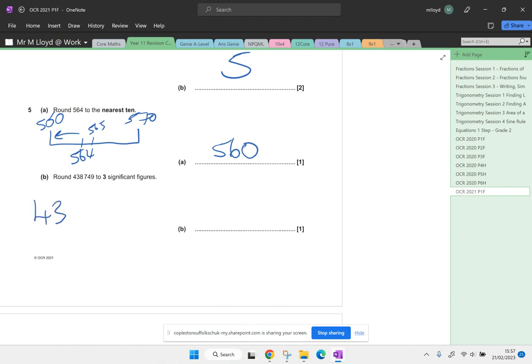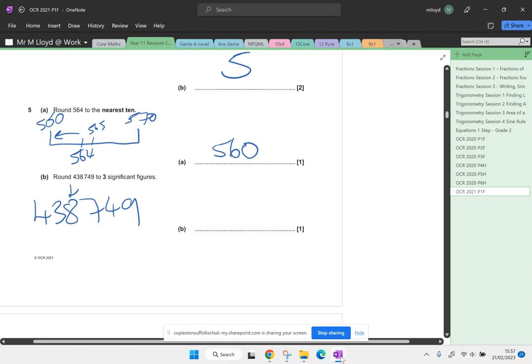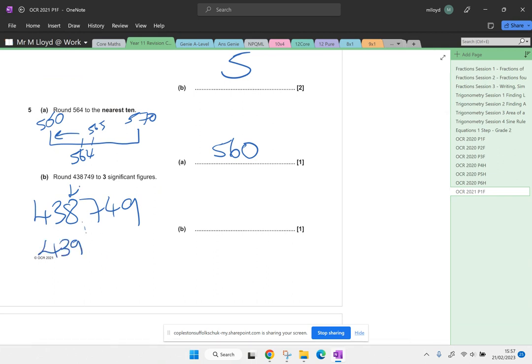Okay, 438,749, round that to 3 significant figures. Our third significant figure is the 8, so we're going to look at the 7. The 7 rounds that number up, but it's not just going to be 439. That's a common wrong answer because the initial number is 438,749. So this will be 439,000.